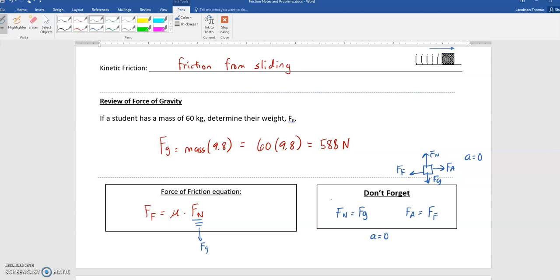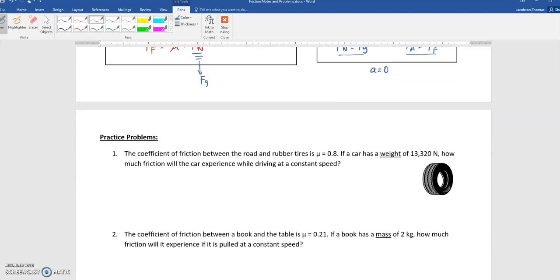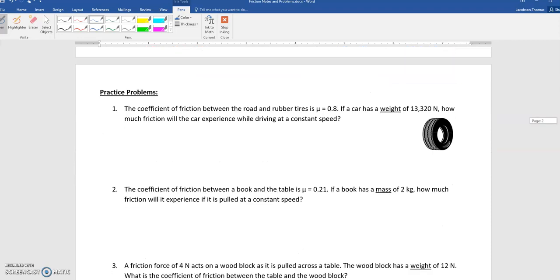Now, granted, at one point it was accelerated to get the object moving in these problems, but we're only looking at it as the things are moving at a constant speed, and therefore the applied force is the friction force. So that makes these problems super simple, super fast, and you'll be able to fly through these really quickly. I'm going to go ahead and do the first 4 problems, and then your assignment is to finish up the rest of these yourself.